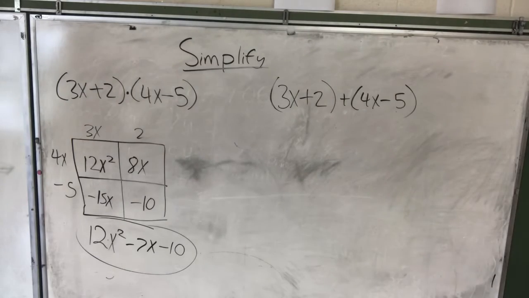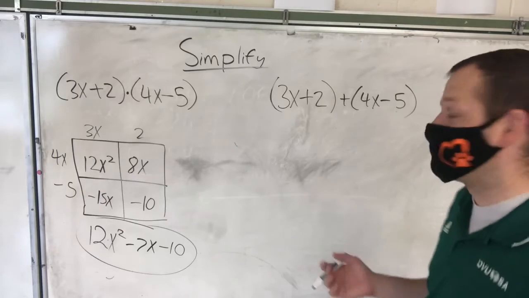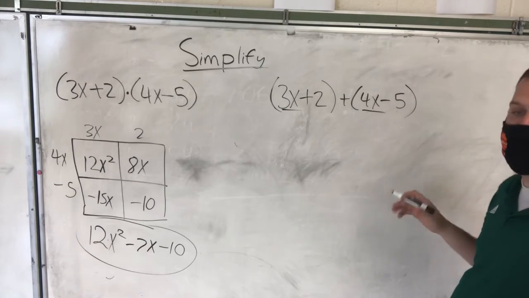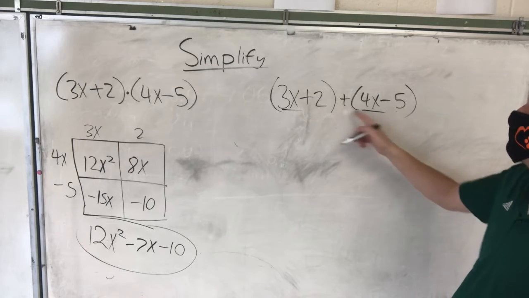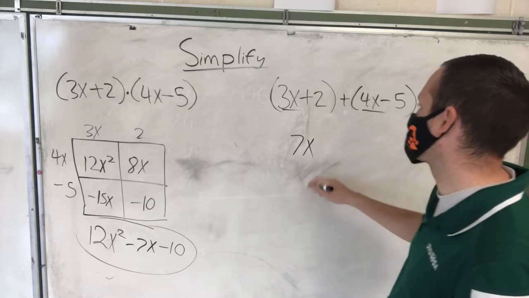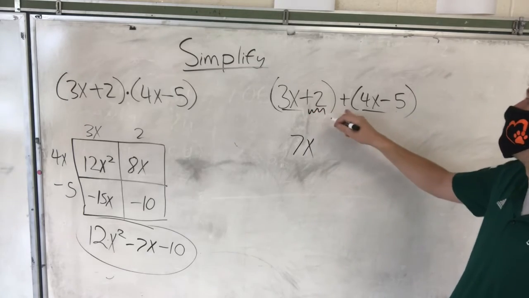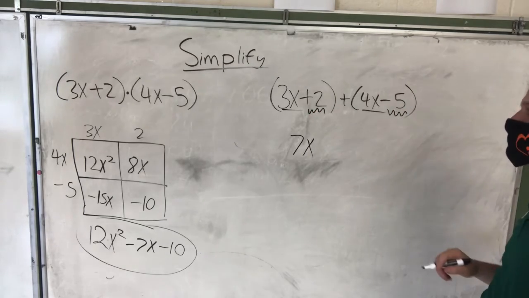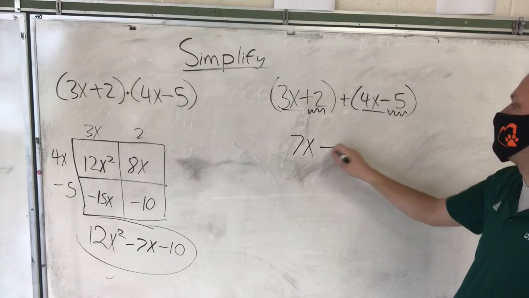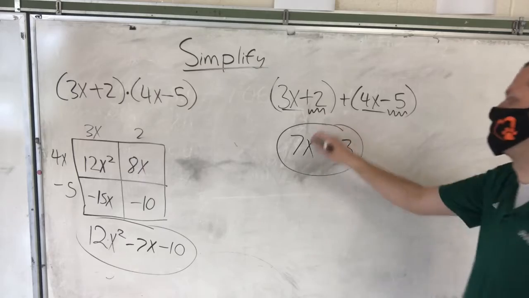Let's see what we get when we add. When you add, you're just adding like terms. So we've got a 3x and a 4x, so those are the same. 3x plus 4x is 7x. 2 plus negative 5, neither of them have an x, so I combine those together, gives me negative 3. Ta-da!